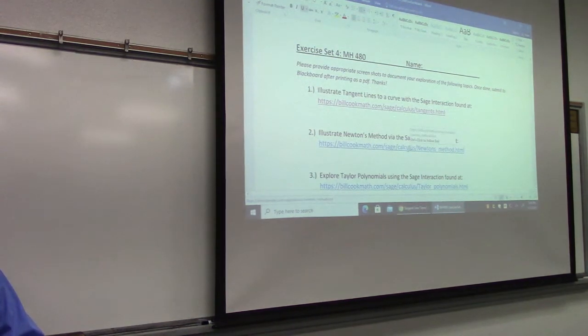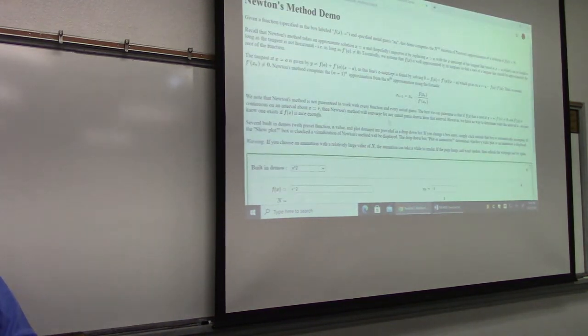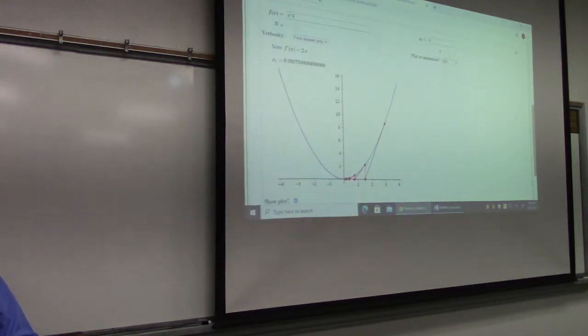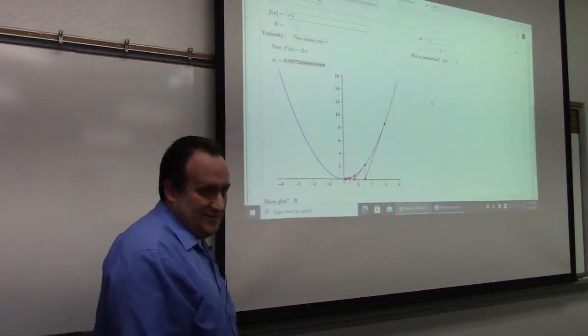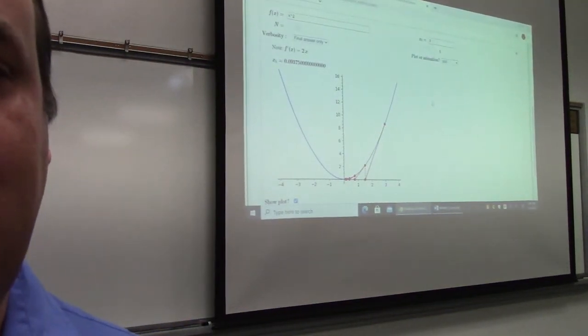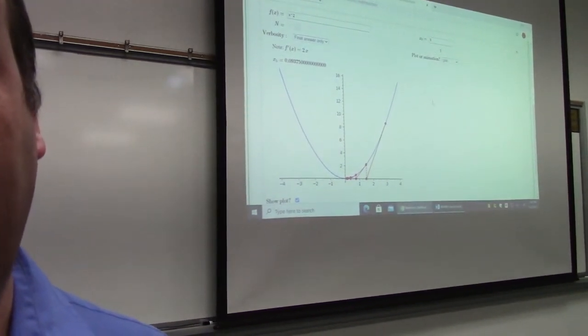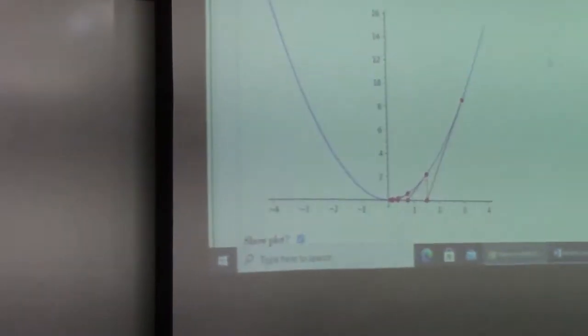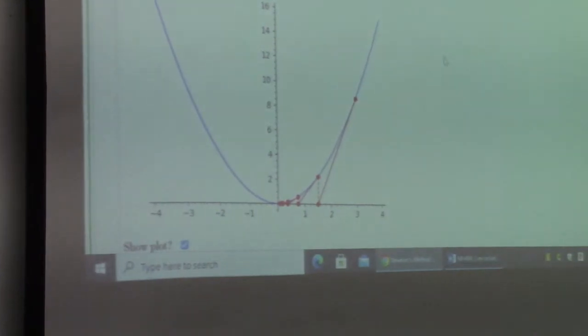This little thing here is actually pretty cool. He's got a little derivation here at the top of Newton's method, like we went through the other day, right? And I like that he's actually graphed it. He actually has pictures, if you will. He's plotted the tangent lines and the zeros of the tangent lines. So you can actually see Newton's method in this little Sage interaction that Bill made, which is pretty cool. Let's see if I can zoom in on that.